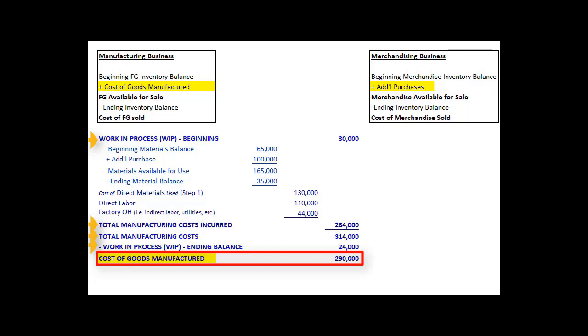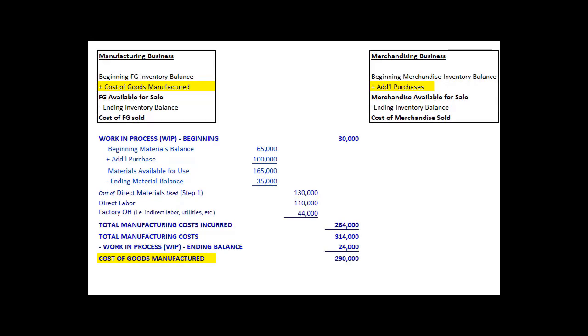And we use this balance, we plug into the formula where we have the beginning finished inventory balance. Now we have the balance of the cost of goods manufactured, then we would have the finished goods available for sale. Then subtract the ending inventory balance, we arrive at the cost of finished goods sold.